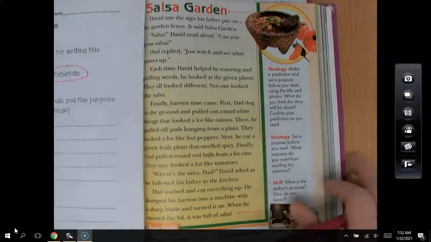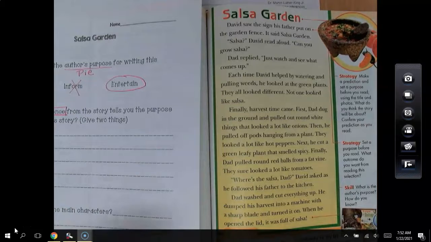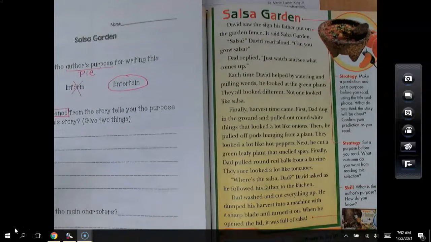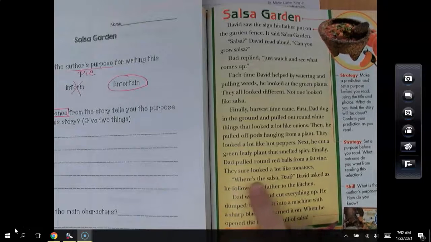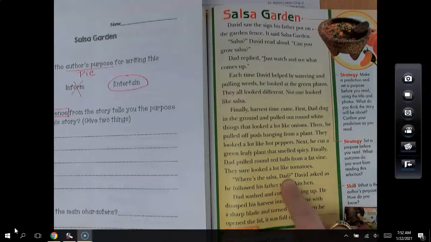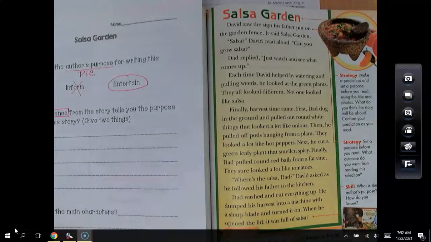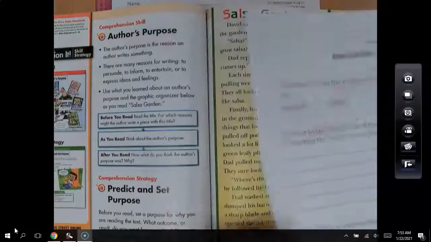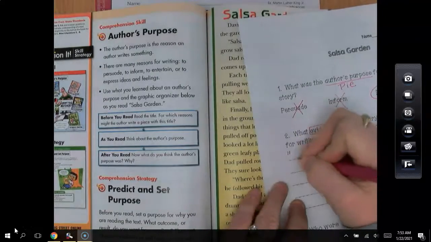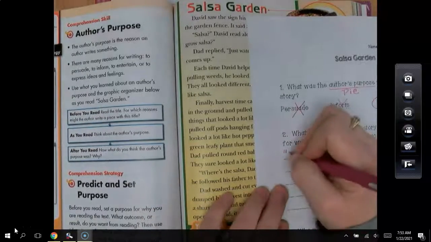Well, boys and girls, if I think about the salsa garden and I think about entertaining, okay, I told you that I chuckled a little bit where David said, "Where's the salsa, Dad?" So I could say and put evidence in my story about that specific part. Where's the salsa, Dad? Now, I could say, and I'm going to put quotation marks because that is a specific part in the story.